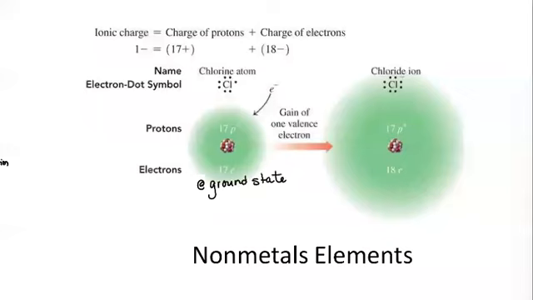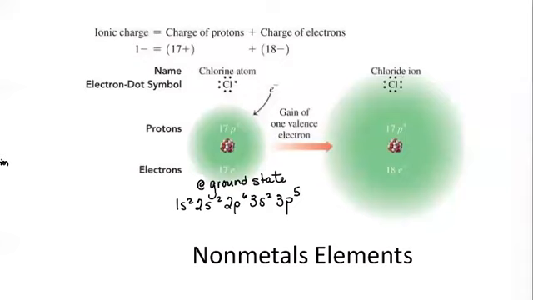Now, if we look at the electron configuration of chlorine, this is going to be 1s2, 2s2, 2p6, 3s2, 3p5. Those are where those 17 electrons live.